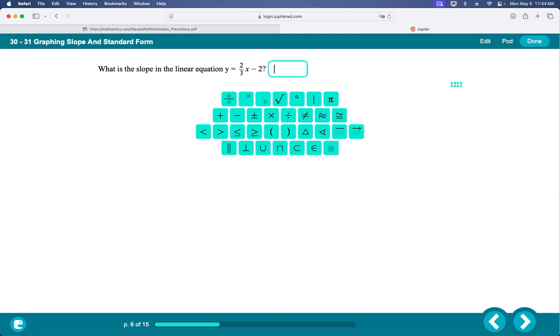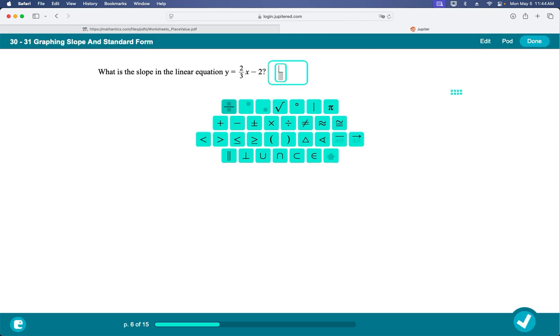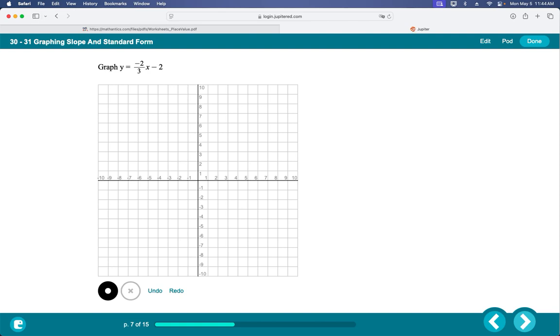The slope here is the number in front of the x, which is a fraction. So 2 over 3. And that's correct. And now we're going to graph. All right, so to graph this, we're just going to take this number right here, this -2. We're going to put a dot there on the -2. And then we're going to look at our slope. So this is a negative, so it means it's down 2 and over to the right 3.